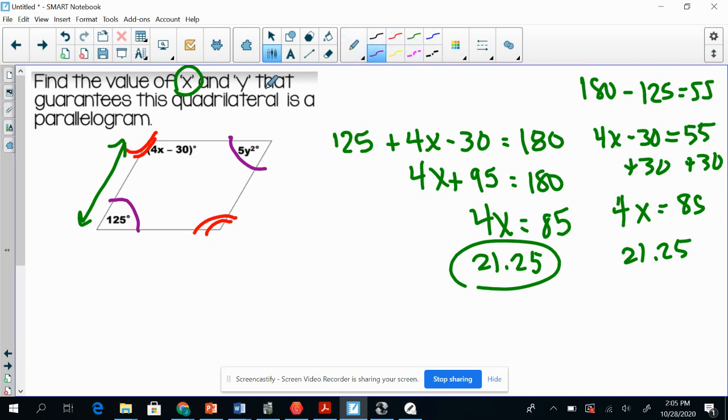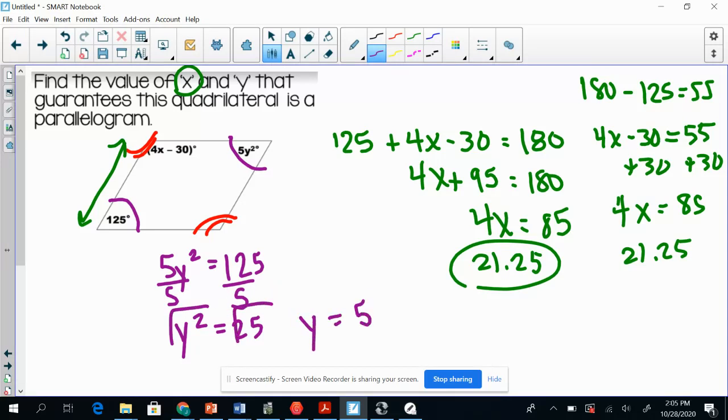So value of y, we know these two are congruent because they're opposite angles. So 5y squared is going to equal 125. When you get the y by itself, we're going to divide both sides by 5. So 125 divided by 5 is going to be 25. So y squared equals 25, when you take the root, and so y equals 5.